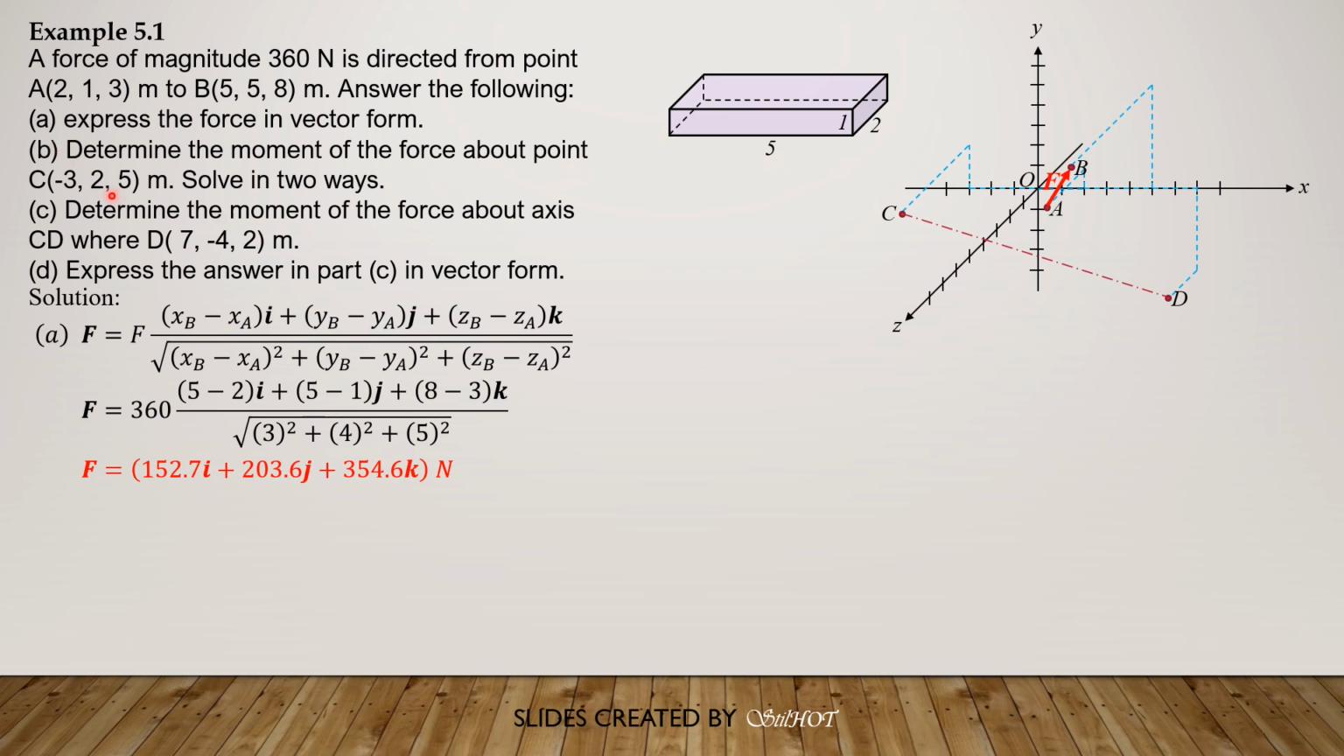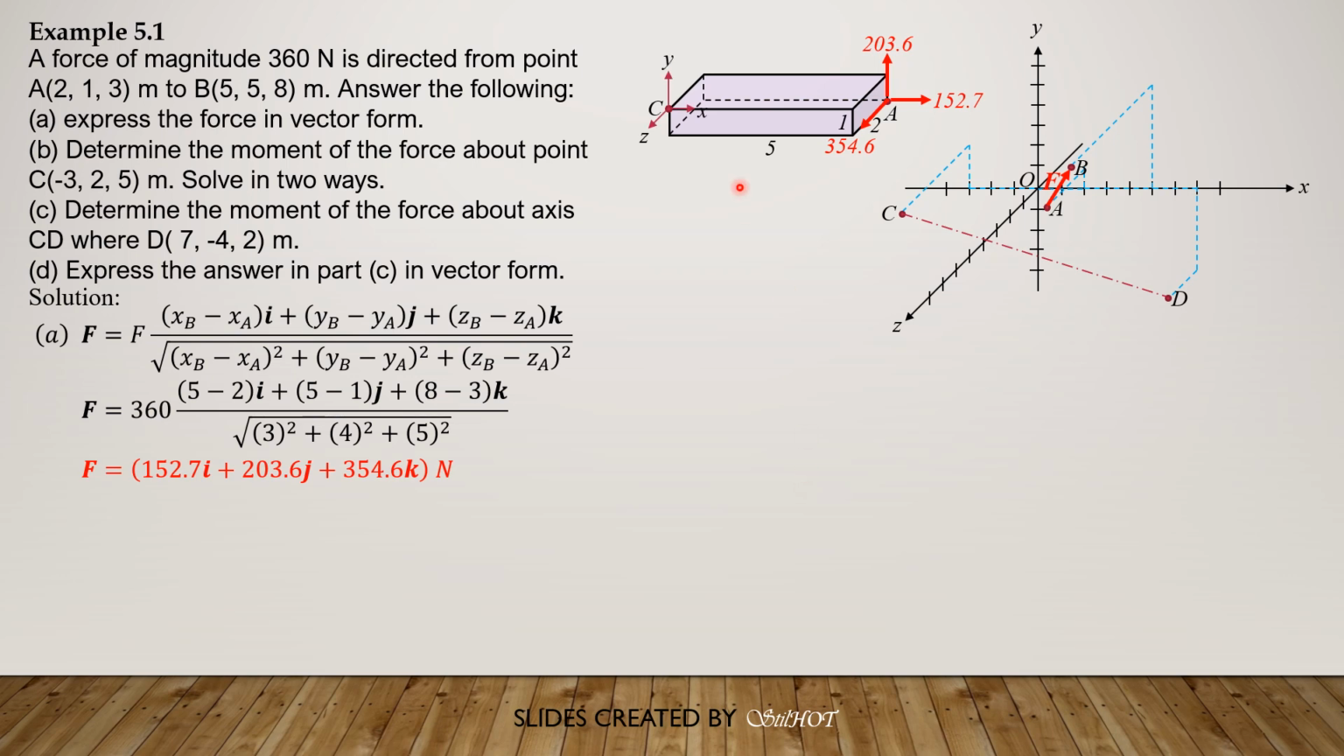So that means that C is leftward of A. Then 2 minus 1 is positive 1. So that means C is above A. 5 minus 3 is positive 2. That means C is in front of A. So therefore, this should be A and this C should be on this opposite corner, and these are the dimensions of this imaginary box. And we put the components of the force at A. You can also put it at B if you want. I want you to put it at B as your practice and make sure that the answer for letter B should be the same.